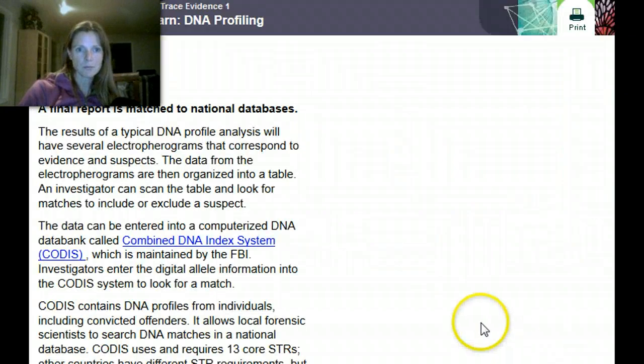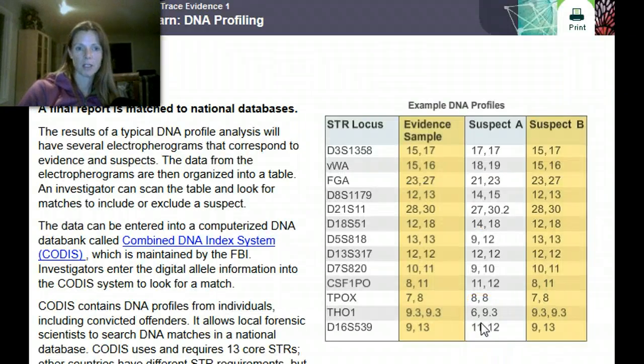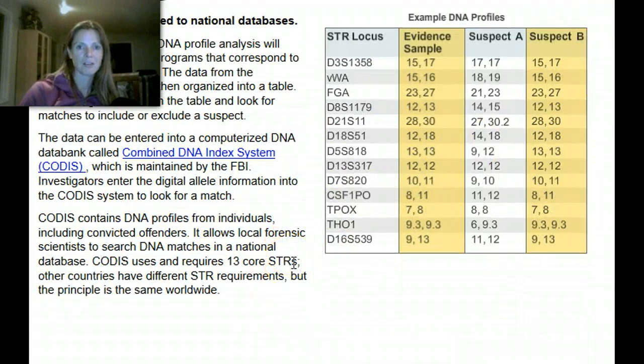Alrighty, that's pretty much it that I'm going to go over. You'll see something like this in your lab as well. You can look at some of the different STR locus and the evidence sample, and you can compare them again with the suspects. It's important because this is what forensic scientists are looking at when they are analyzing the DNA to figure out who that sample belongs to.